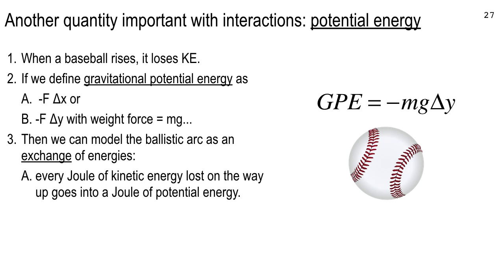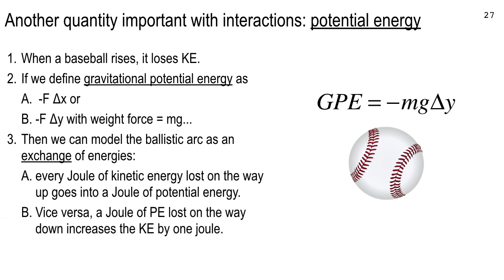So every joule of kinetic energy that you lose on the way up as the baseball slows down goes into a joule of potential energy. You can think of it as stored energy, stored in the baseball, and given to the baseball by the motion. Vice versa, a joule of potential energy lost on the way down. So if you think of this as losing GPE on the way down, what happens to it? It goes straight into kinetic.